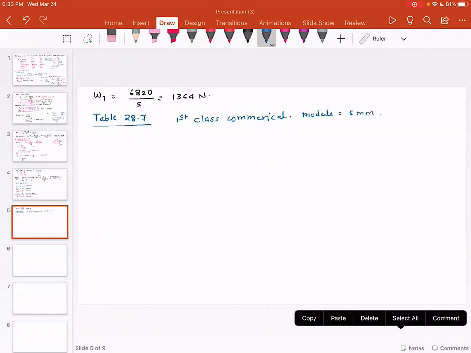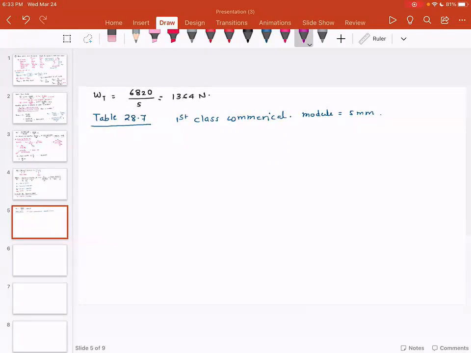Tell me what is the value of error action or cutter error. What is the value of E? So please refer to table 28.7 and tell me what is the value of E. Anyone? Just type it in the chat window.